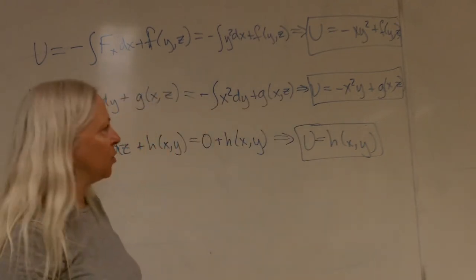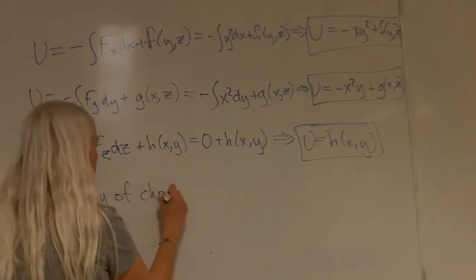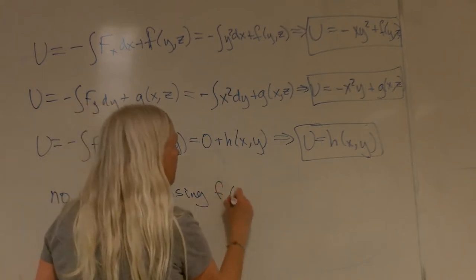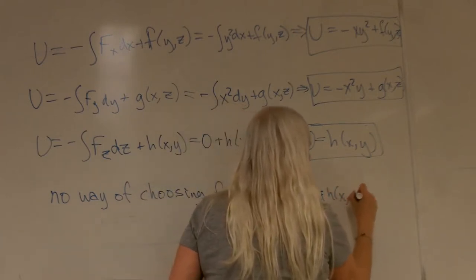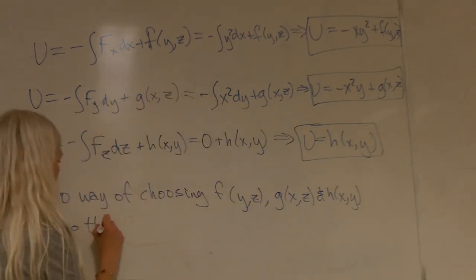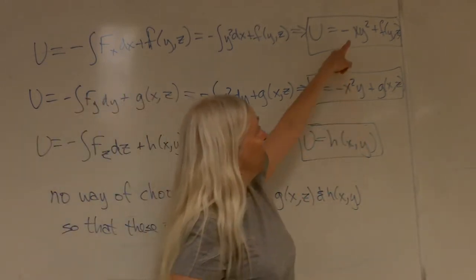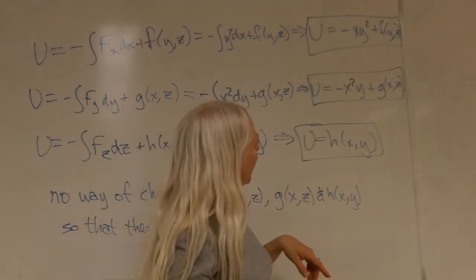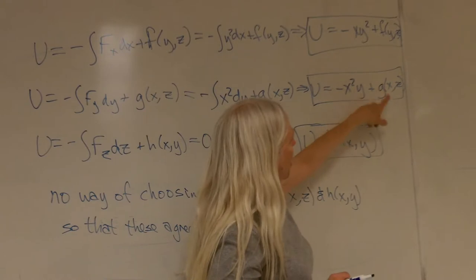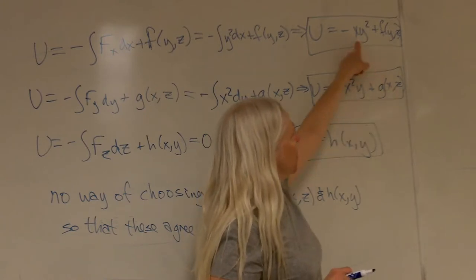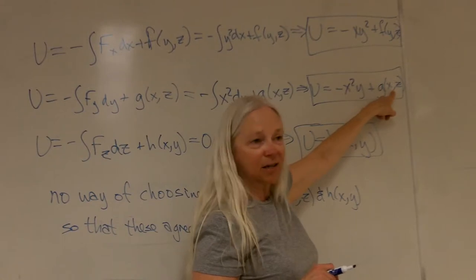So all three of these equations have to agree. Well, here's the problem. There is no way of choosing these functions f of y and z, g of x and z, and h of x and y so that these agree. Terms are not equal, even though at first glance you might say they are, but one of them has the y that's squared, the other one has the x that's squared, so they're not the same. And furthermore, I can't pick this function to give me that term that I'm missing, because the term that I need depends on x and y, but the function I'm allowed to pick here depends on x and z, but not y.